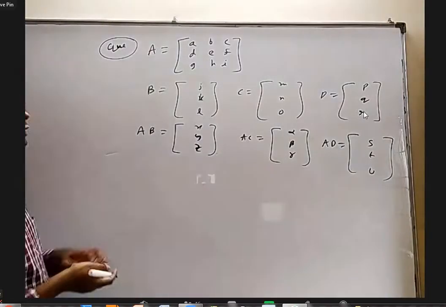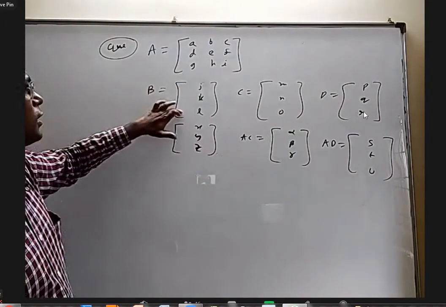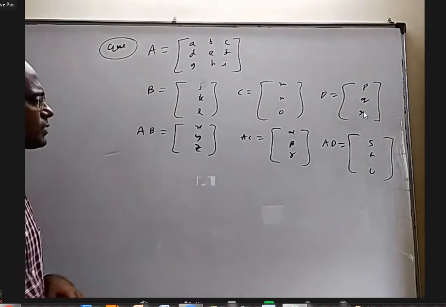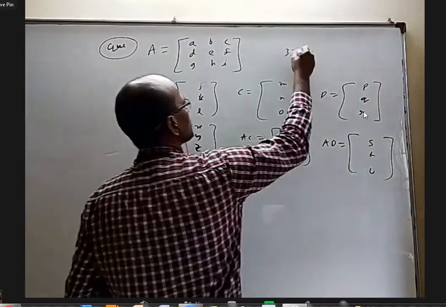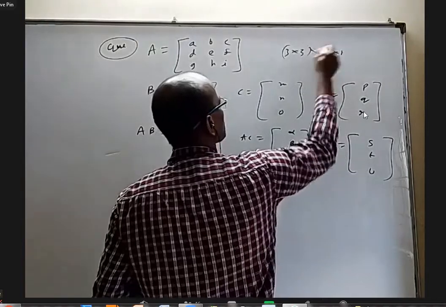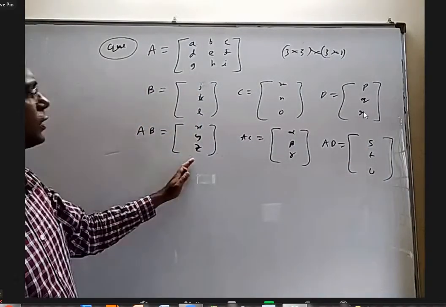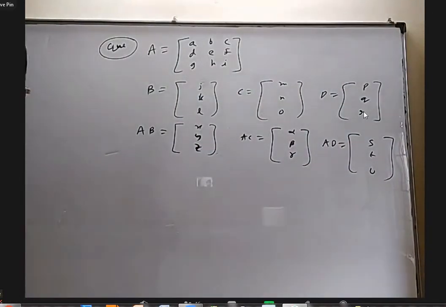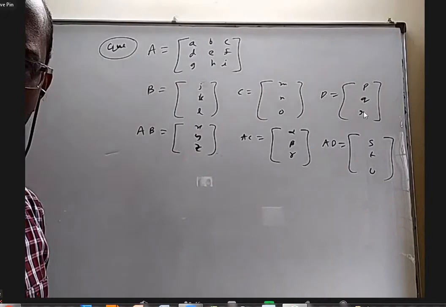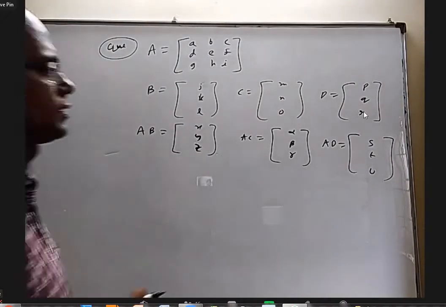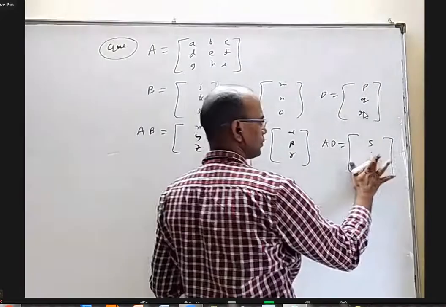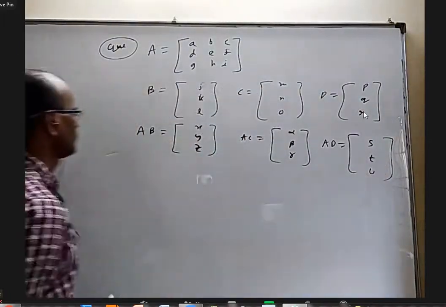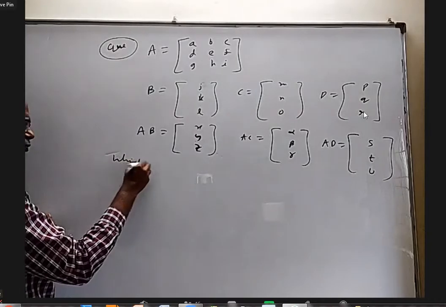You know, if you take a 3 by 3 matrix and multiply with a 3 by 1 matrix, you will get a 3 by 1 matrix only, right? That's why the order is the same, no problem. Can you see the elements of AD? Elements of AD are S, T, U. Okay. Now, which of the following is true?